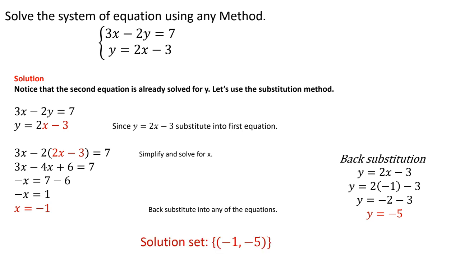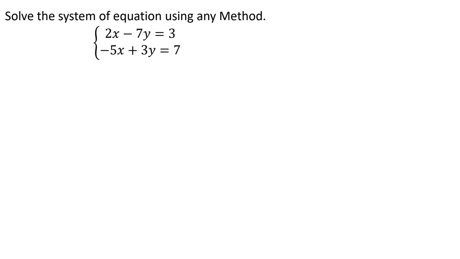Okay. All right. So let's go ahead and do this one. Solve the system of equations by using any method. So we have 2x minus 7y equals 3, minus 5x plus 3y equals 7. So in this particular one, there's no equation that has a variable solved for. So let's practice our elimination method, yes?